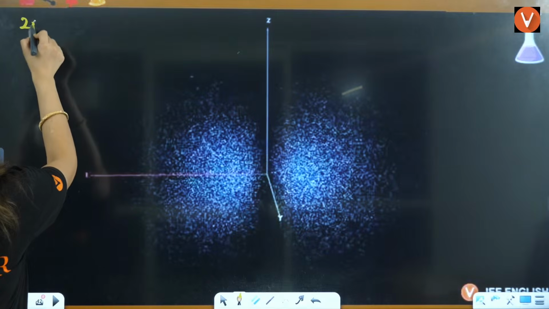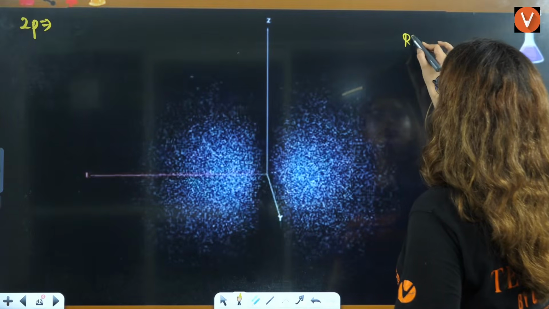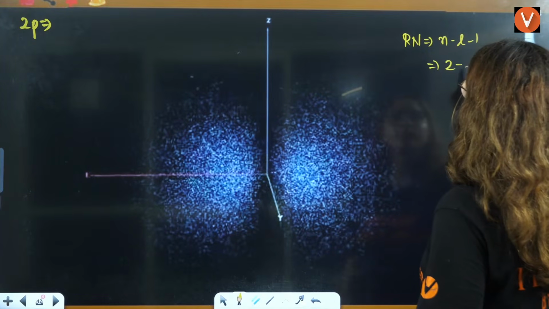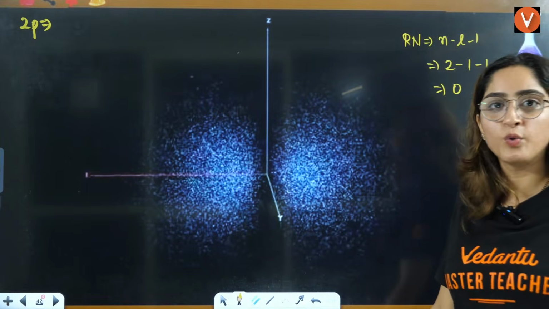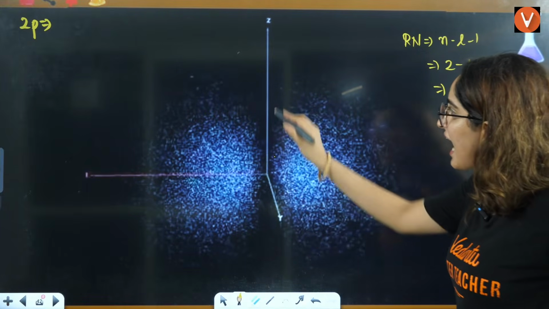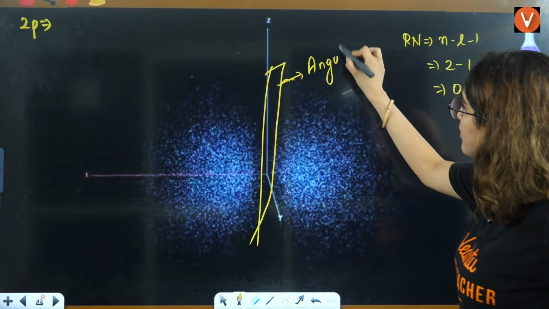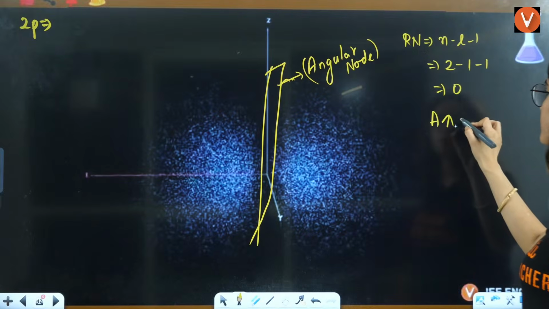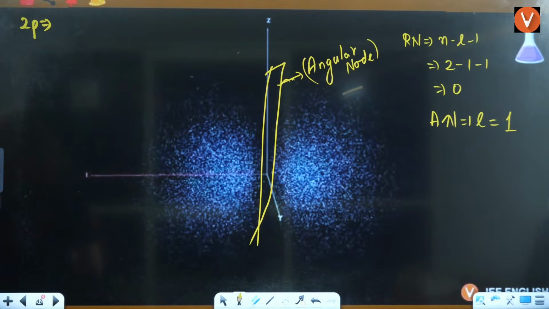In 2p, this is 2p. Again, the angular node and radial node. Radial node: n is 2, l is 1, so it is 0. Can you see any radial node? No, ma'am. What is this, ma'am? This is the angular node. It's a plane. Angular node here is equal to l, that is equal to 1. This is the angular node that you have.